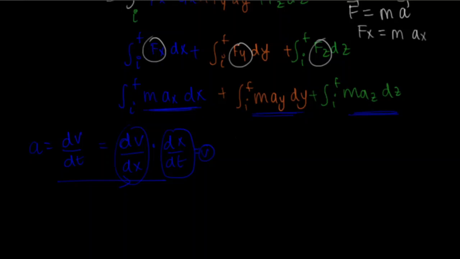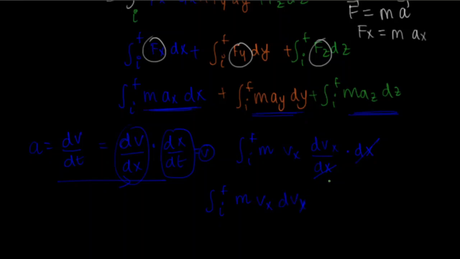So let's do that. Let's write it in that way. So the first integral, instead of a_x, you would write from initial to final, you have mass times, instead of a_x, you will write v sub x times dv sub x over dx times dx. And if you see here, you can cancel these dx's out, and you would arrive at from initial to final of m times v sub x times dv sub x.